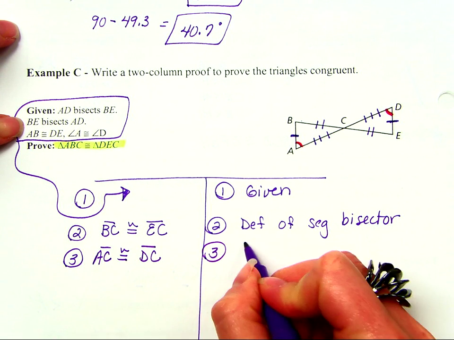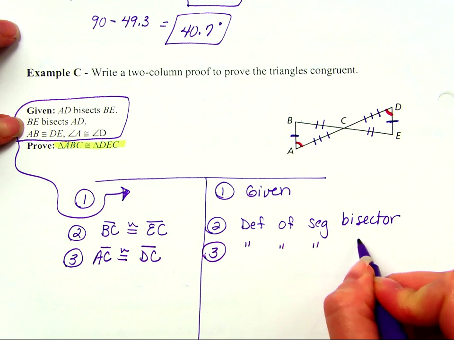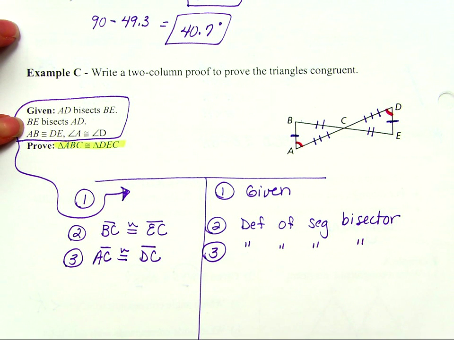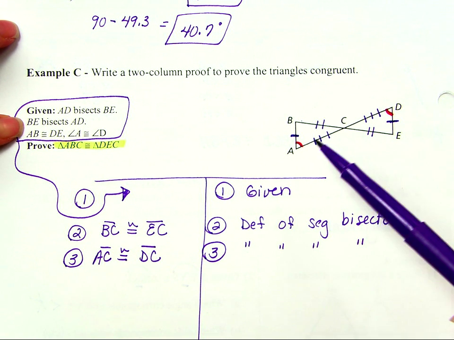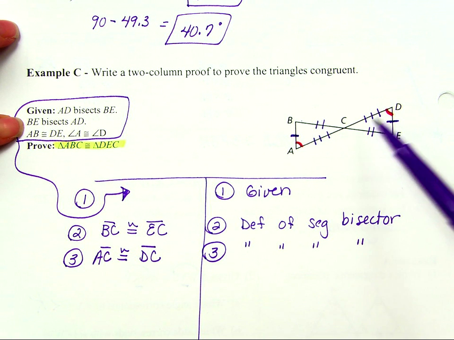And my reasoning is actually going to be the same. It's because I have a segment bisector. Now, we're doing pretty well. We have 3 sets of sides that are proven congruent. But I only have 1 set of angles. I need to work on the other 2 sets.